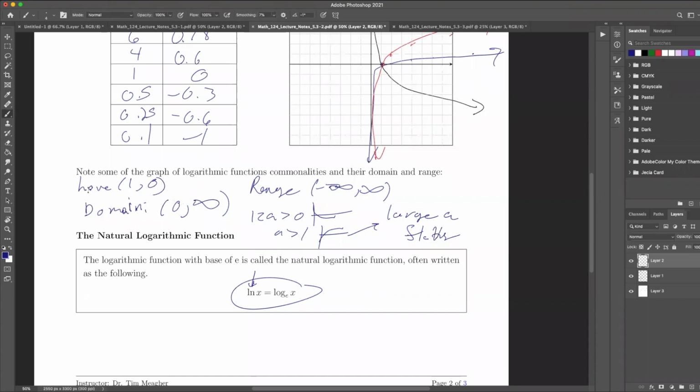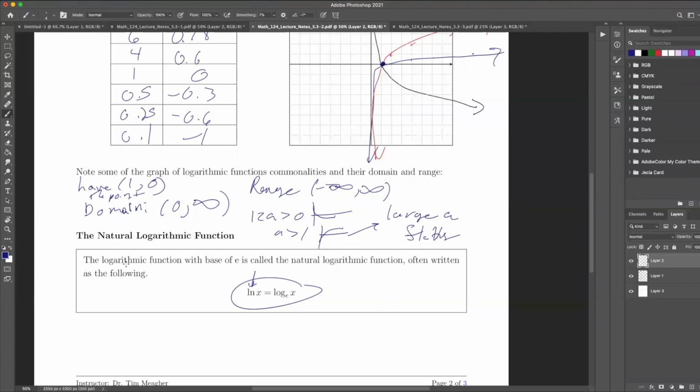You always have this point. Let me write the point. You always have the point (1, 0). Everyone has that point. Okay, sorry, that's a good question. And every log goes through this point right here.